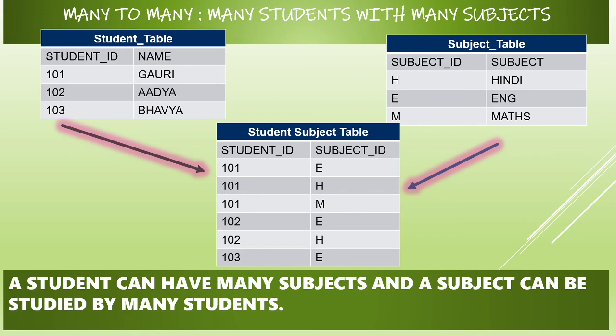Now let's take an example. Here we have three tables given. First is the student table, second is the subject table, and the third is the student subject table. The student table has the student ID as a primary key, and the subject table has the subject ID as a primary key. The various primary keys are H, E, M. When we talk about the student subject table, it has the student ID and the subject ID both. One student can have many subjects, and so the subject ID also.